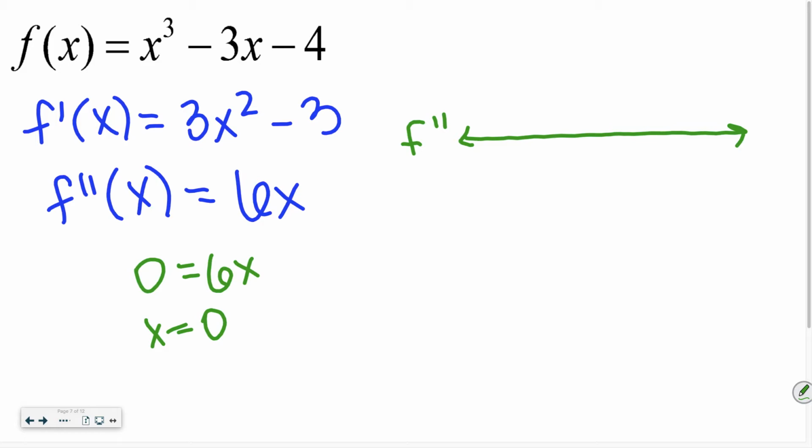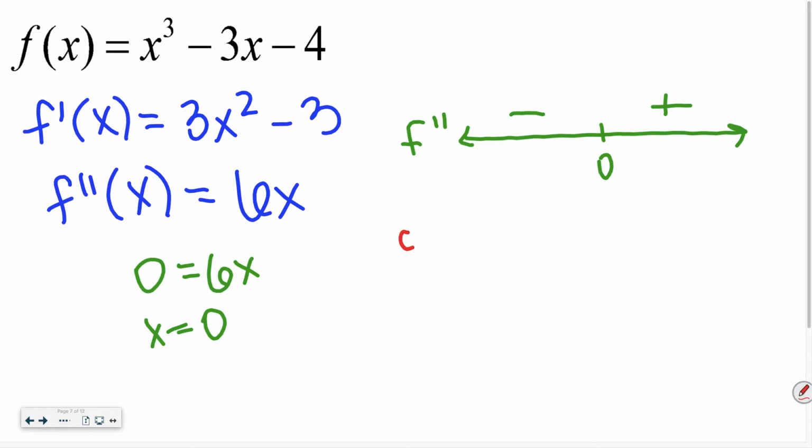Our second derivative is 0 at 0. And since we're working with our second derivative number line, I'm testing values into the second derivative. So if I choose a number to the right of 0, it's going to make our second derivative positive. If I choose a number to the left of 0, it's going to make our second derivative negative. So this is what we know.